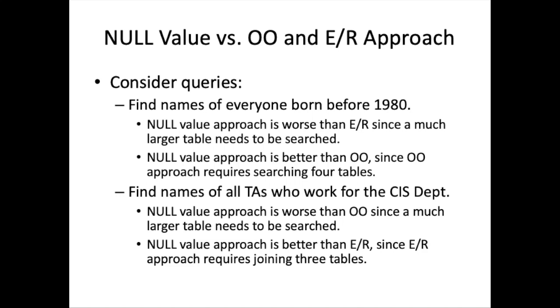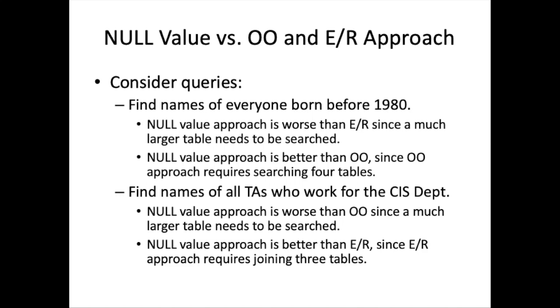And so again, just as a couple of examples, of the null value versus the OO and ER approach. Let's suppose we, for example, wanted to find the names of everyone born before 1980. Well, the null value approach is going to be worse than the ER approach because we have to look through a much bigger table. But the null value approach is going to be better than the OO approach, since in the OO approach we'd have to search 4 different tables. So it's sort of in between those 2.